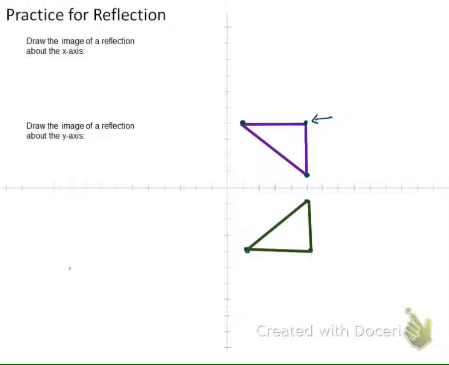Now as I reflect about the y-axis, I get my first point by being 1 away, then I'm 5 away, so that looks like it's 4, -5, or I should say -5, 4, and then -5, 1. I get my 2 reflections. Reflection about the y-axis, and the reflection about the x-axis.